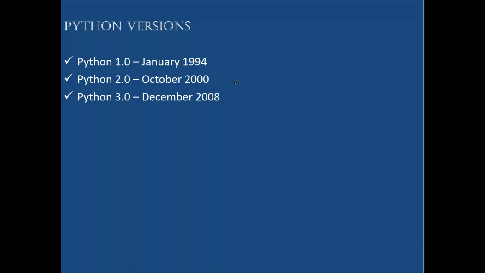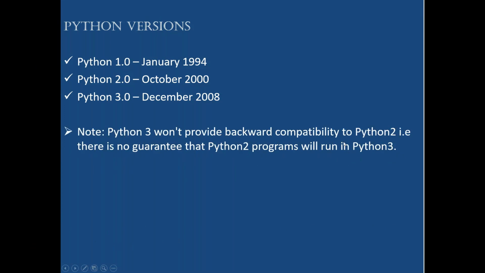Python had a lot of performance issues before Python 3, in versions 1 and 2. In Python 3, the Python developers rewrote the entire code. So if somebody is using Python 2, the same code may not work when run on Python 3. That's why there is a note I have written here: Python 3 won't provide backward compatibility to Python 2. There is no guarantee that a Python 2 program will run in Python 3.